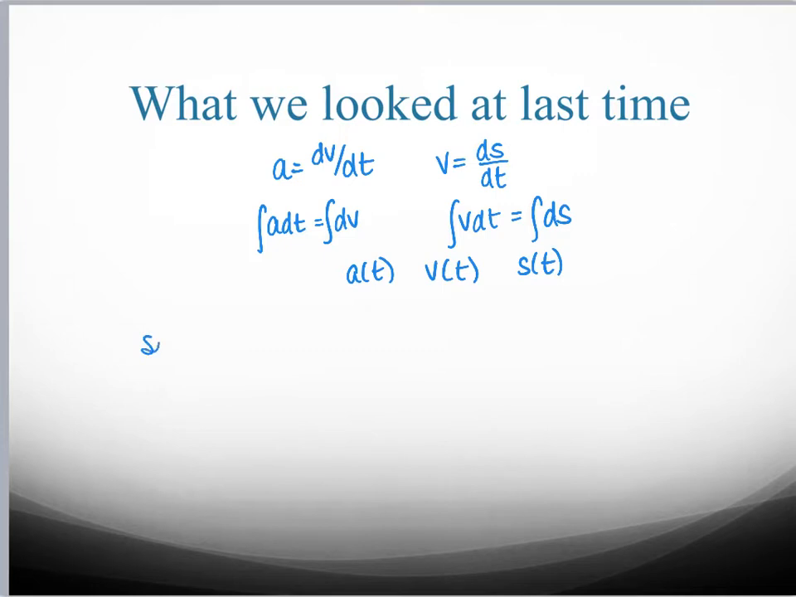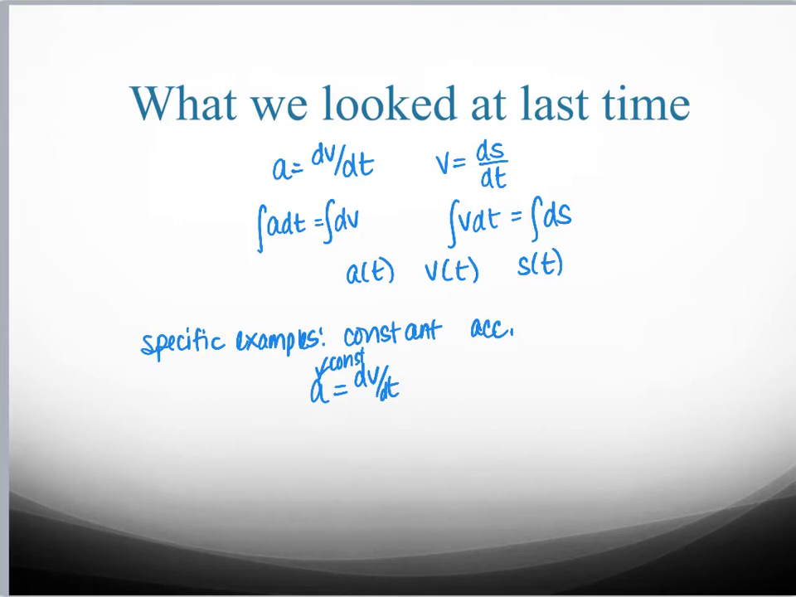One of the specific examples that we looked at was for constant acceleration. And so we start off with the idea that this is a constant, just some value, and then we integrated. And from that, we come up with these expressions like s is equal to s naught plus v naught t plus 1/2 a t squared. v is equal to v naught plus at.